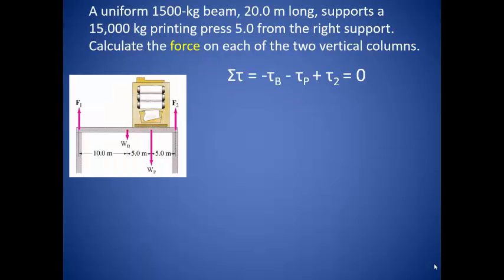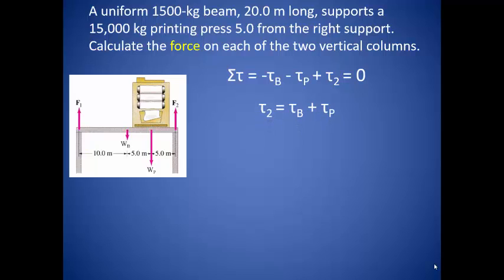Our torque equation then is the sum of all of the torques equal to 0 because there is no rotation. So let's just work from left to right along our beam from our pivot point. We have the torque supplied by the weight of the beam, and that would be negative since it would act in a clockwise direction. The torque applied by the weight of the printing press, also in the negative direction. And finally, the torque that would come from the upward force of the support on the right. This is an upward force, so the resulting torque would be counterclockwise direction, making it a positive torque.